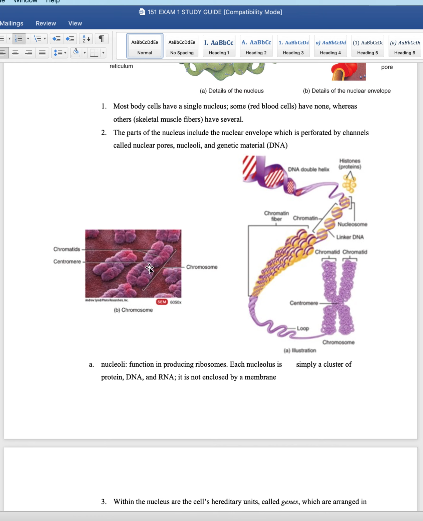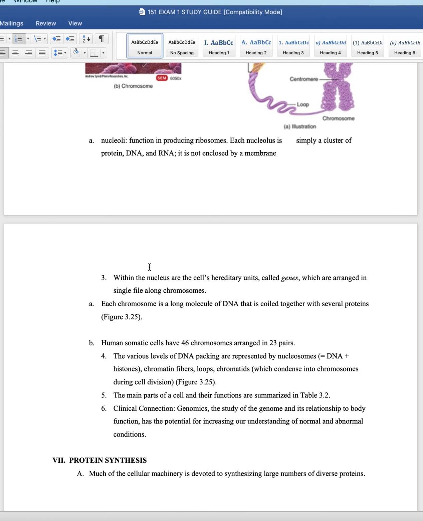Here at the center, we have the centromere. The middle of the centromere is going to have a region called a kinetochore. This is where our spindle fibers are going to bind during the process of mitosis and meiosis.